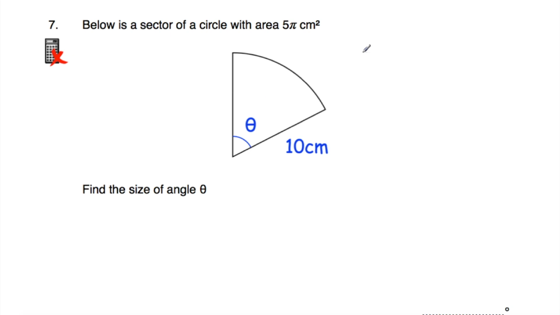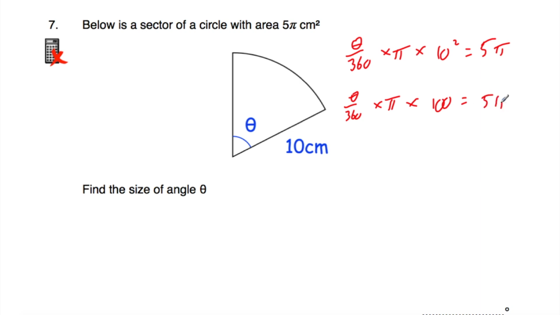Okay, so let's write down the formula that the area of a sector, beta over 360, multiplied by pi, multiplied by the radius squared, so that's going to be 10 squared, is equal to the area of the circle, which is here given to us as 5 pi. So we've just written down the formula. Okay, so now let's work this out. We've got 10 squared, that's equal to 100. So we've got beta over 360 multiplied by pi multiplied by 100 is equal to 5 pi.